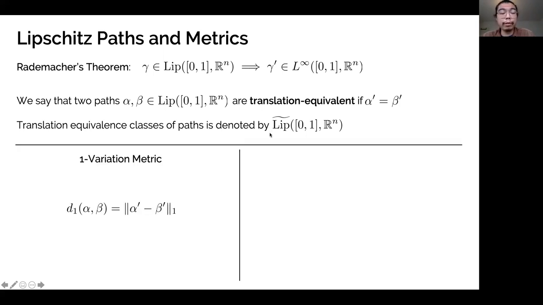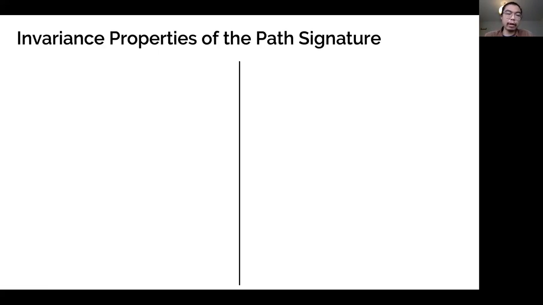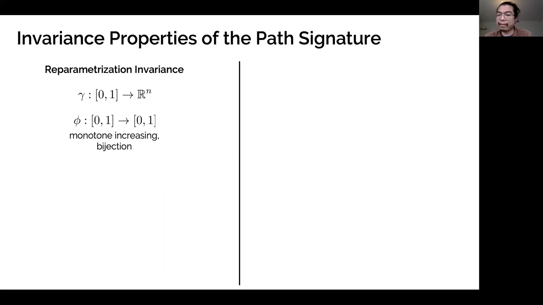And there are two standard metrics that are used in the analytic setting. There's the one variation metric, which can be formulated for Lipschitz paths as just the L1 norm of the difference of the derivatives, and also the Lipschitz metric, which is just the L infinity norm. And it turns out that there are more invariance properties of the path signature. Specifically, it's reparametrization invariant, which is one of the reasons we introduced this.